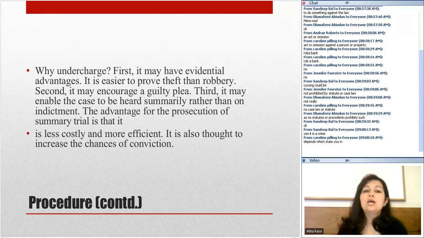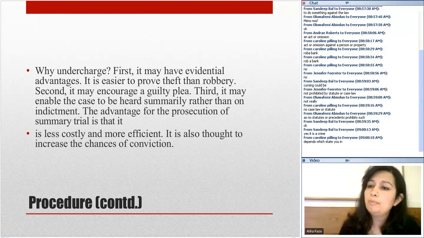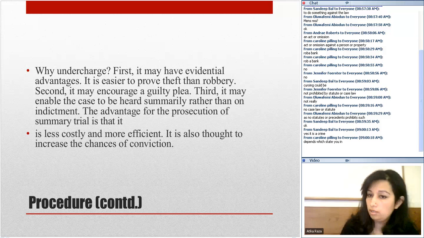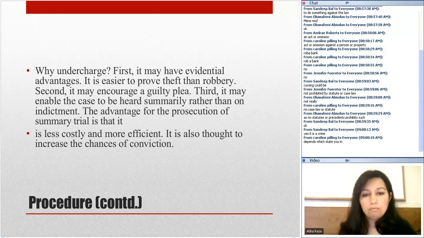Why do they do that? Because sometimes they don't have enough evidence to convict this person of this crime in a way that they want to do it. Okay. For example, it's easier to prove theft than robbery because of the elements of the crime. It's easier to prove theft. Robbery is hard to prove. It may encourage a guilty plea. Okay. For example, if prosecution is going to say, look, Mr. Offender, if you plead guilty to this offense, we're going to bring the charges down, and instead of serving imprisonment for 15 years, maybe you will only serve 5 years and do some community service, okay?